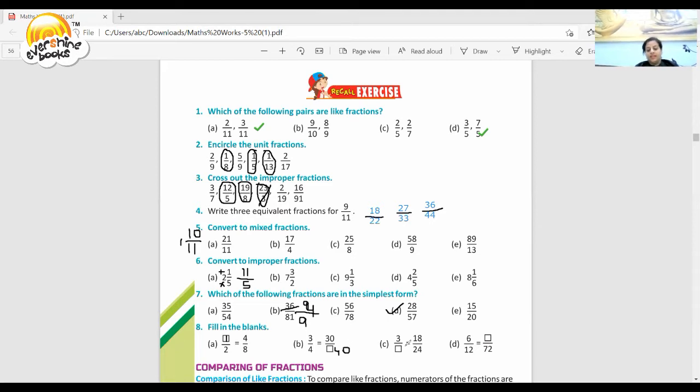3 sixes are 18. Okay. So it means 6 is coming. 6 fours are 24. So here it will come 4. 4 sixes are 24. 3 sixes are 18. The same number is coming. 12 sixes are 72. 6 sixes are 36. Number should come in the same way. Okay. Got the point? This is our recall exercise.